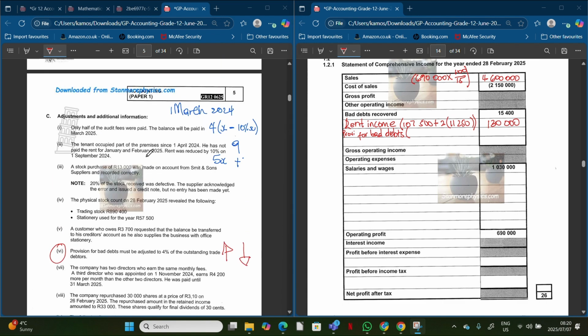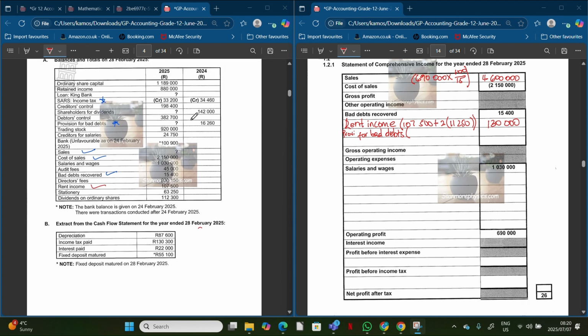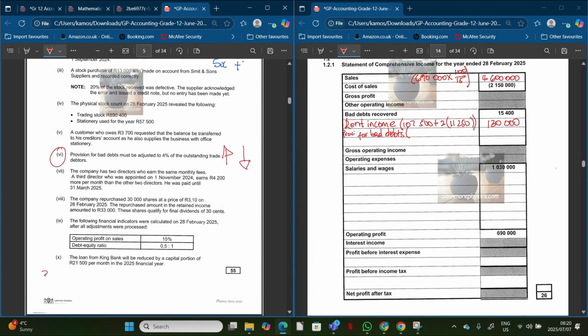So let's go to the amount of our trade debtors. The amount of our trade debtors is what? It's your debtors control. It comes from the debtors control right here, which is 382,700. So we'll take 382,700. But now there's an adjustment here which says that a customer who owes 3,700 requested that the balance be transferred to his creditor's account, as he also supplies the business with office stationery.